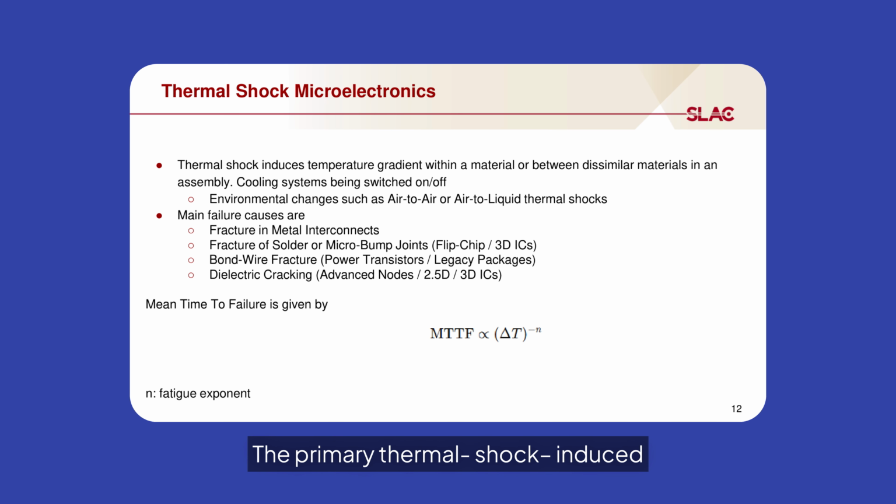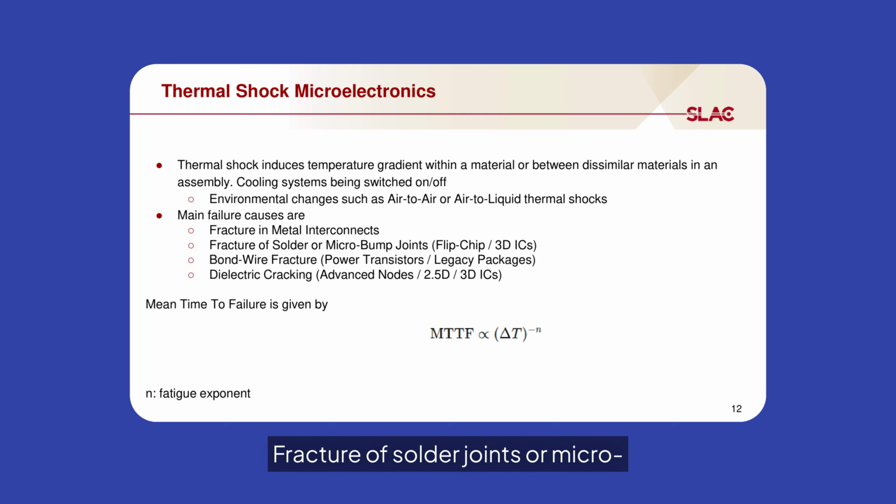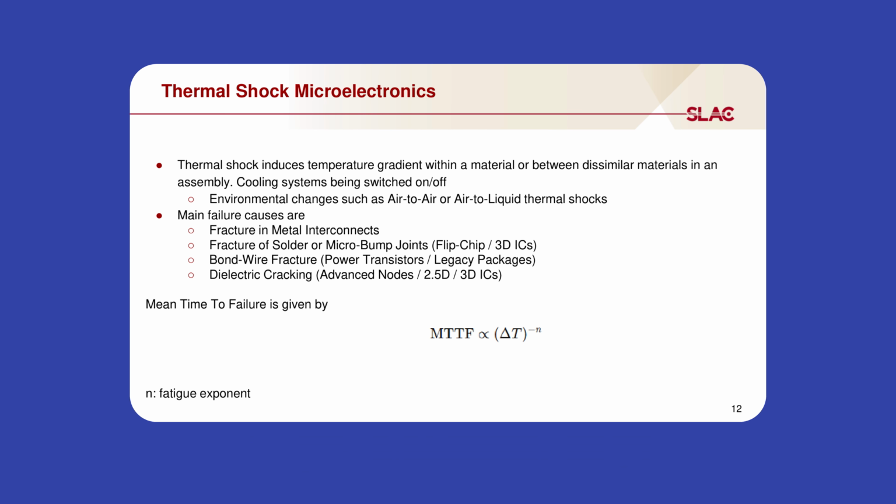The primary thermal shock-induced failure mechanisms include fracture of metal interconnects, fracture of solder joints or microbumps, particularly in flip chip and 2.5D/3D ICs, bond wire fracture, commonly observed in power transistors and legacy packages, and dielectric cracking, especially in advanced technology nodes and heterogeneous integration.